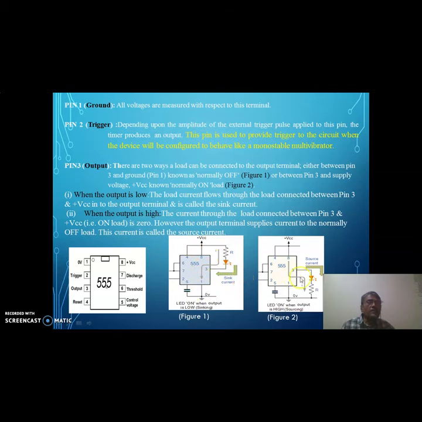And when the load is connected between pin number 3 and the ground, this is called a source current. The external current flows through this load from pin number 3 to the ground. So this current is called either a sink current or a source current, depending upon whether the load is connected between pin number 3 and VCC or between pin number 3 and the ground. So this is the output pin.